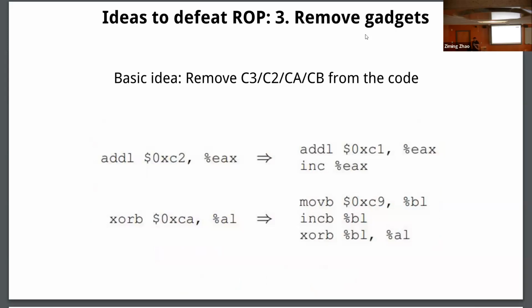More examples: there is an add C2 to EAX. The value C2 is the same as return. So what we do is add C1 to EAX and then increase EAX. Same as what you did in shellcode. So you see, doing research is not that hard.